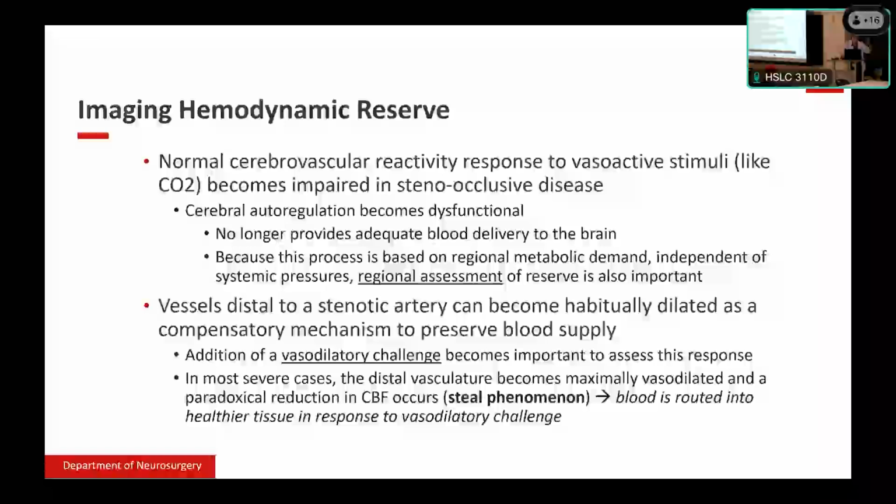This is a compensatory mechanism that we know about. So we need to add a vasodilatory challenge so that we can assess how much room there is for an artery to continue to respond to any issues with blood supply. And in the severe cases, you end up with steal phenomenon. The blood is actually routed to healthy tissue in response to the vasodilatory challenge because the diseased vessel is chronically and maximally vasodilated.